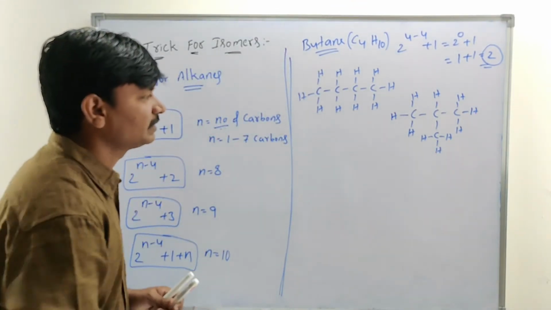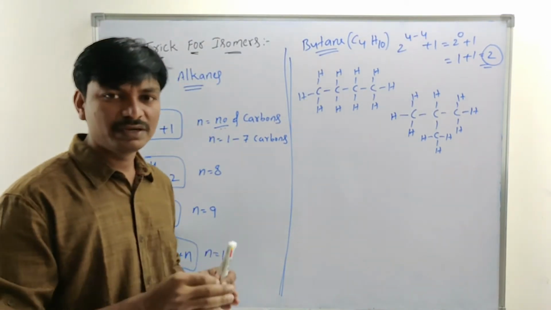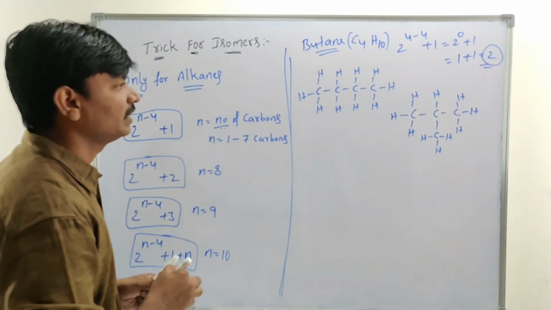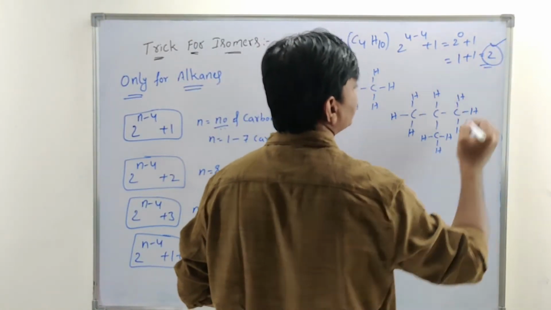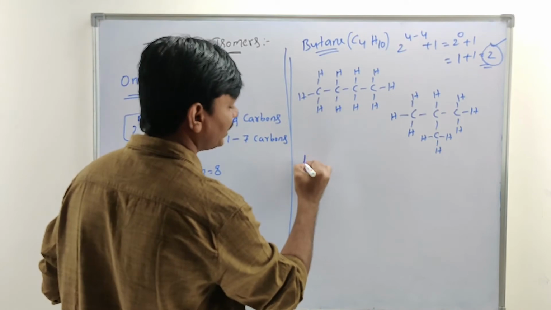Here is another isomer of butane. So butane has 2 isomers. Next, another example: pentane.